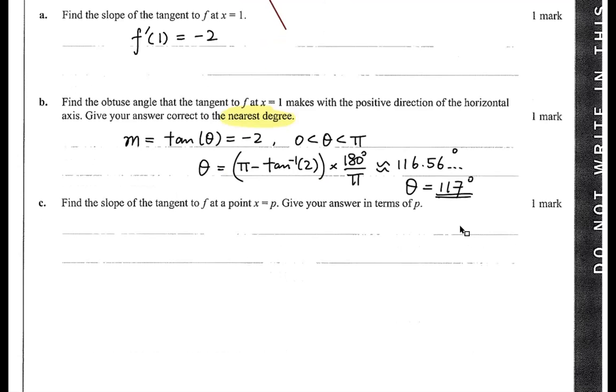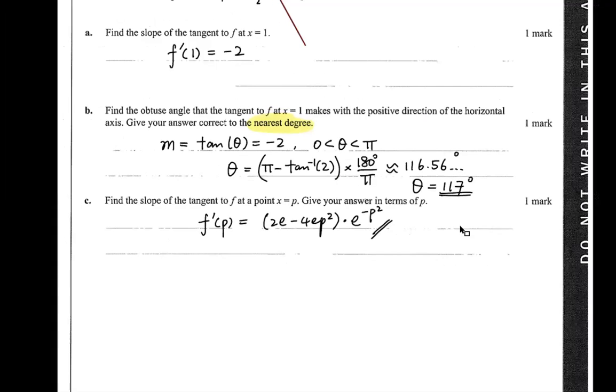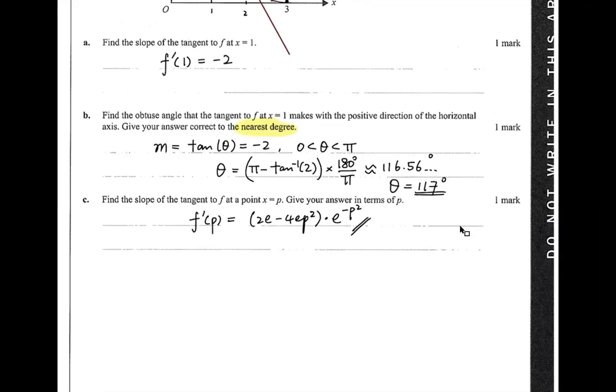Find the slope of the tangent to f at the point x equals p. Give your answer in terms of p. So f dash of p is (2 - 4p squared) times e to the power of (1 - p squared). Of course, depending on which calculator you are using, you might have different answers. For example, you could say it's (1 - 2p squared) e to the power of (1 - p squared), which is also fine, okay?